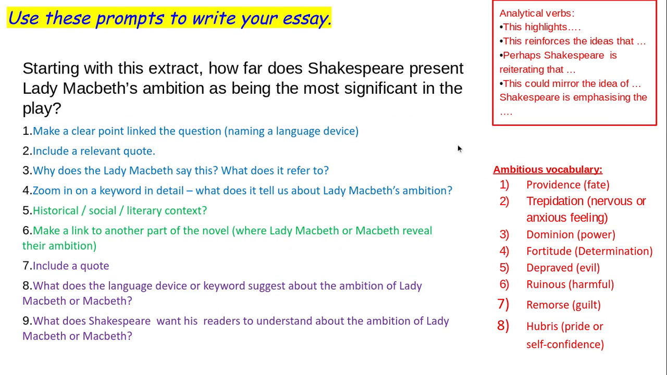And then you're going to use these prompts to write your essay. So you have 3 quotes. Remember, you need to write 3 of these paragraphs, making sure you're covering the whole extract, but also making links to different parts of the play, which show Lady Macbeth's ambition as being significant, but also times when Macbeth's ambition is the most significant, or maybe the witches' prophecies and the witches' predictions. So pause the video now, give yourself about 45 minutes on this task for the full essay question.